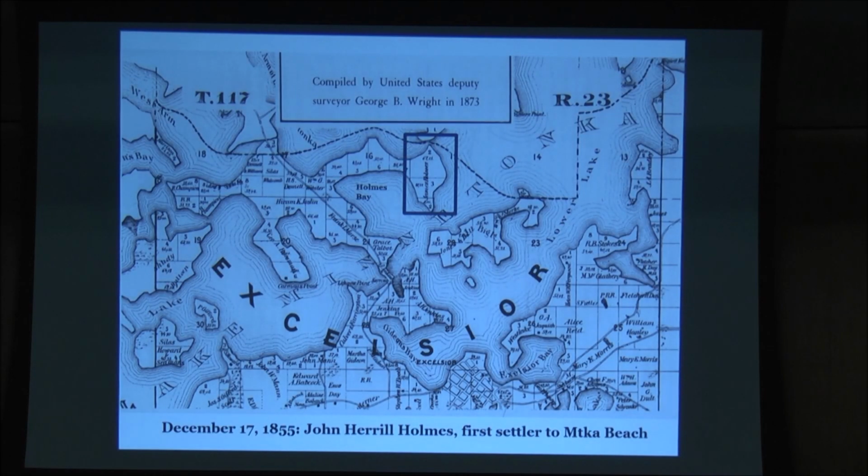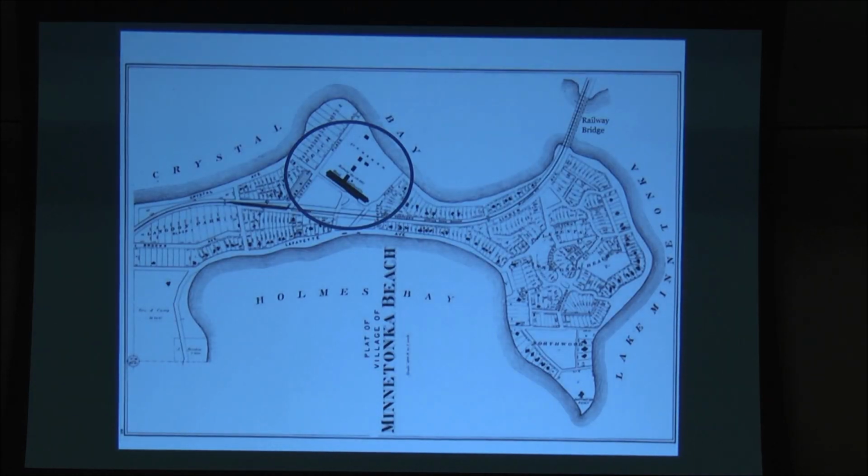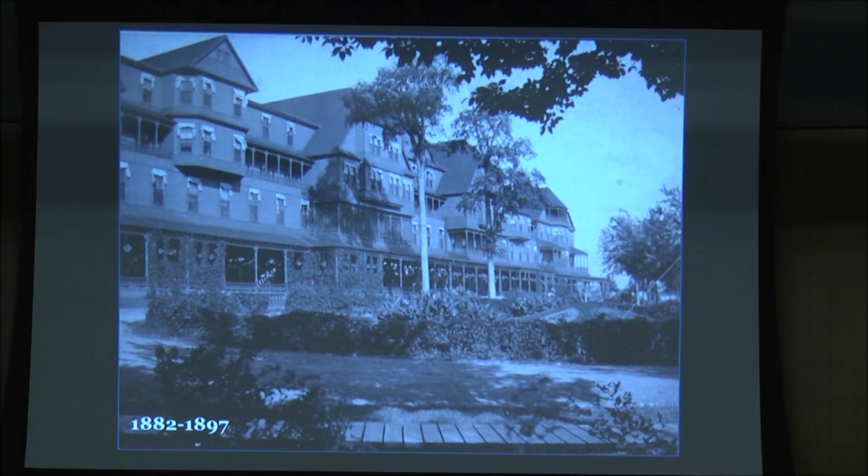As we get toward Minnetonka Beach, the end of the land was owned by a man named Holmes, and the water next to that was called Holmes Bay. This is a picture of where Holmes had settled originally. Here's Holmes Bay, and this is the location of the Hotel Lafayette. So this is the hotel, and you can see how it's lined up with the land. To the north is Crystal Bay, and to the south is Holmes Bay, which is going to be renamed Lafayette Bay.